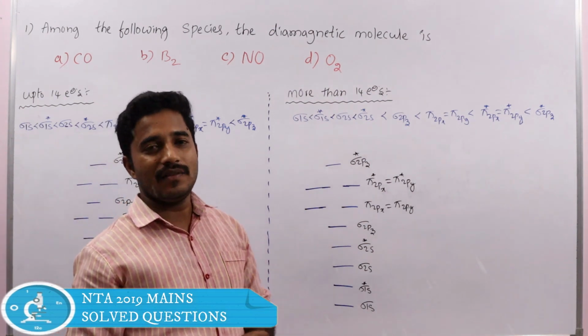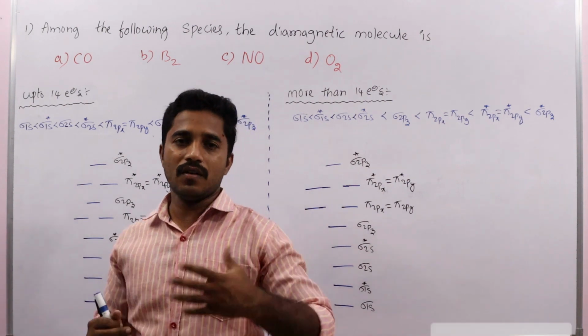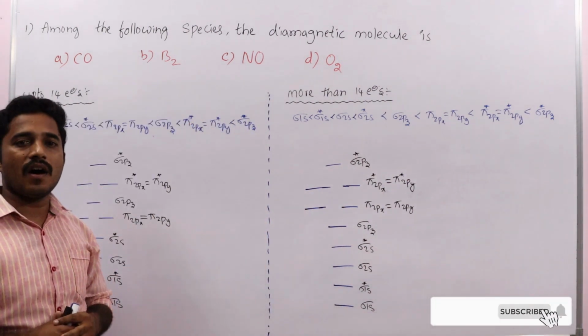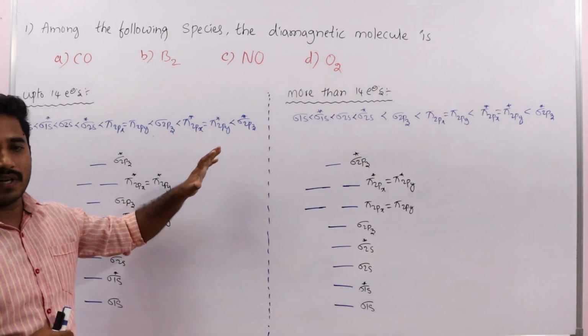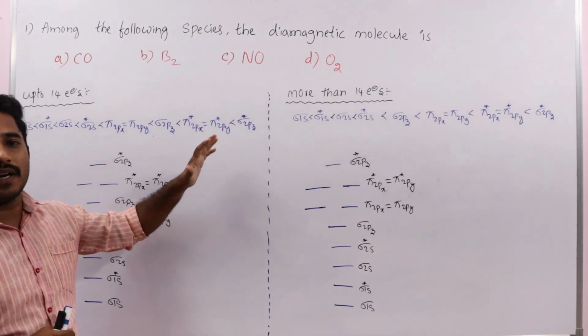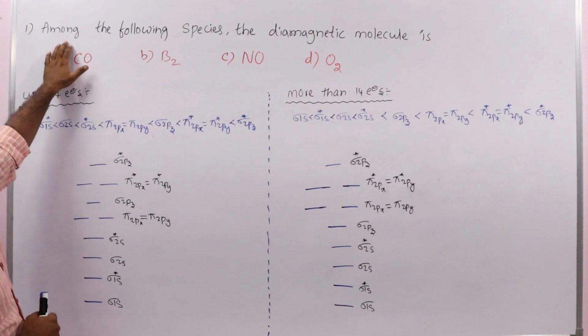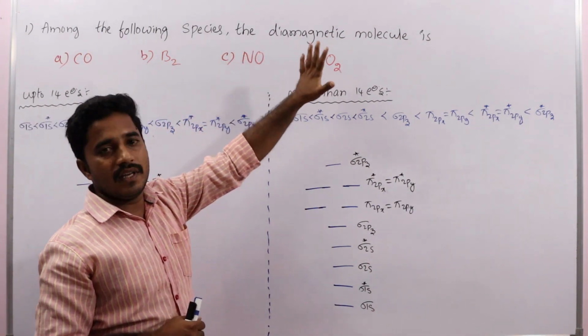Brothers, in this video, I am going to explain NTA 2019 questions. This is a chemical bonding question from molecular orbital theory. Very important concept. So let us see what is the question here. Among the following species, the diamagnetic molecule is.